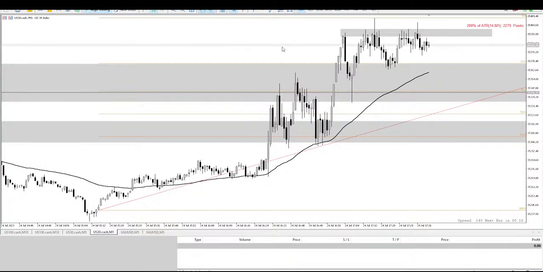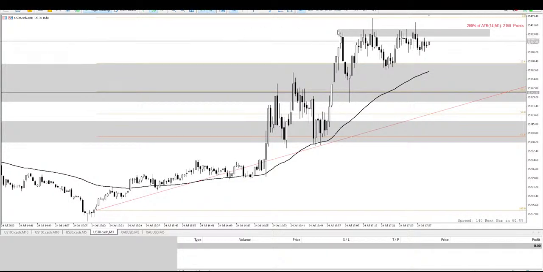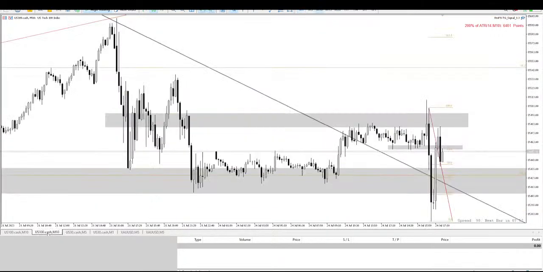US30 is ranging as well. Normally by now, if we were gonna get a good move, it would have happened. It would have chosen a direction. So the fact that it's still trying to decide isn't good. That means market's still a little choppy.